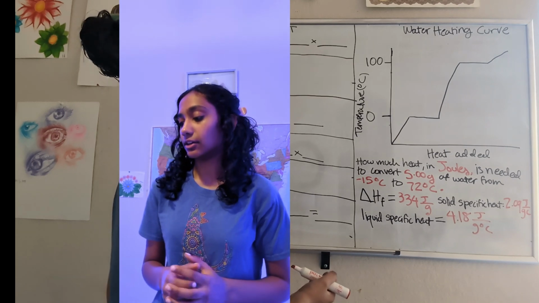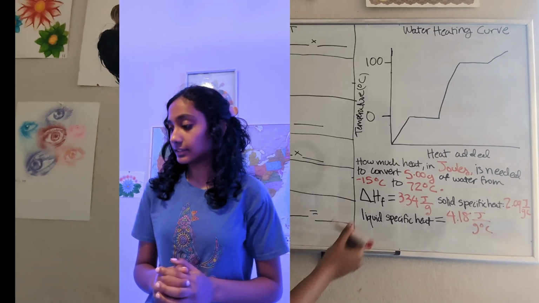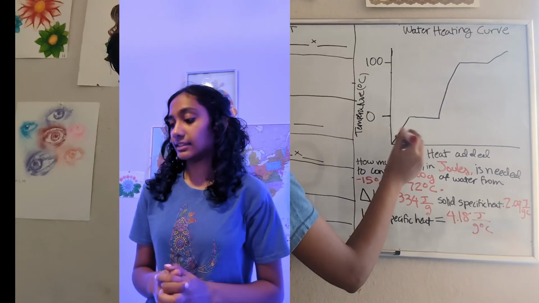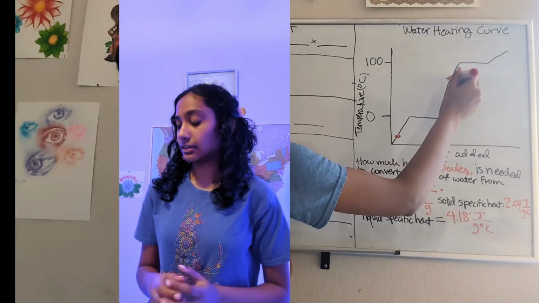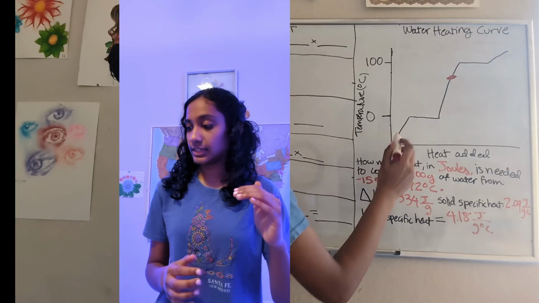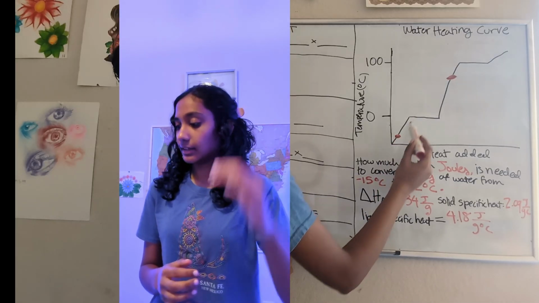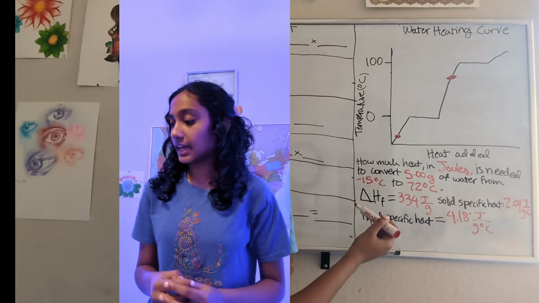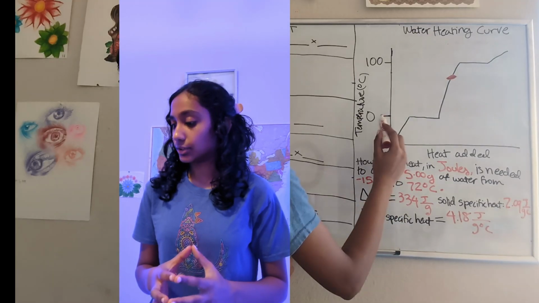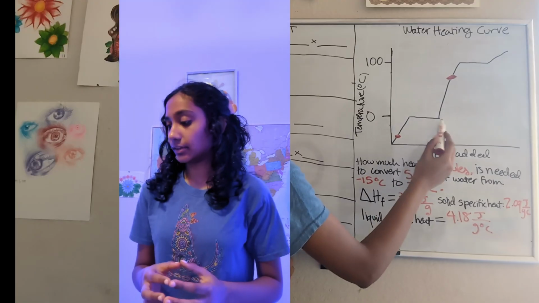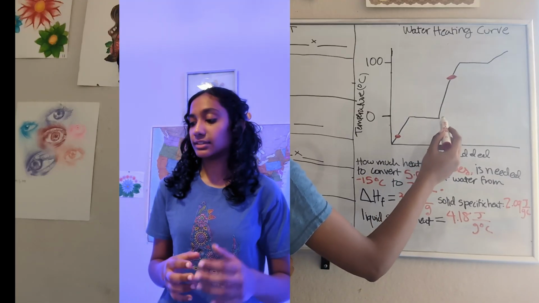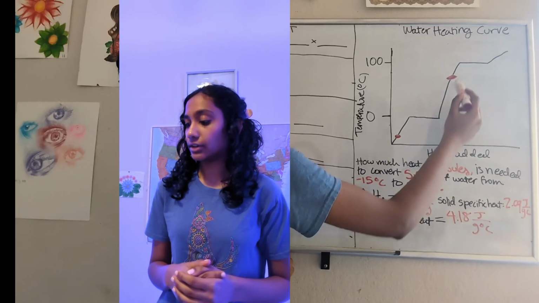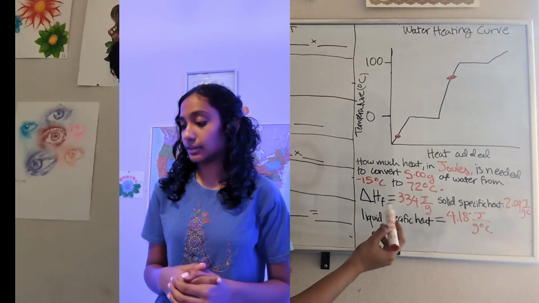So let's look at this heating curve. Negative 15 degrees Celsius is somewhere around here, and 72 degrees Celsius is somewhere around here. So from negative 15 to 0 degrees Celsius, the water is a solid as it's being heated up. Then, once the water reaches 0 degrees Celsius, it starts to melt. And after that, from 0 to 72 degrees Celsius, the water is a liquid as it's being heated up.